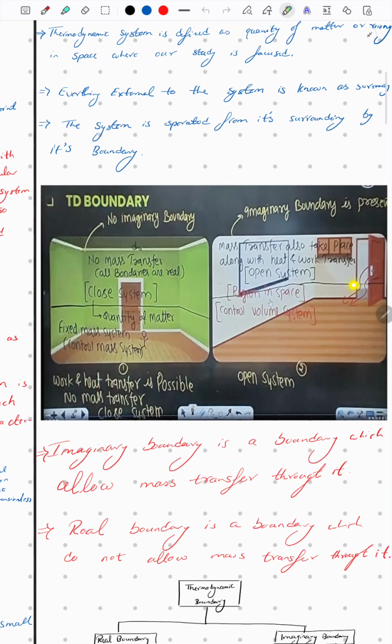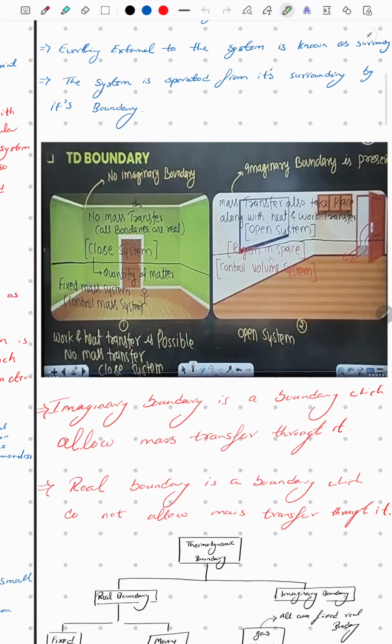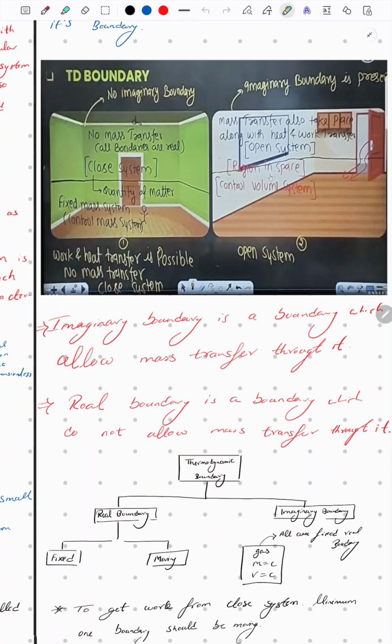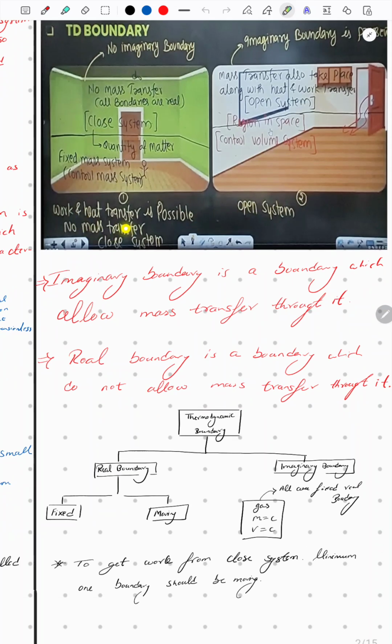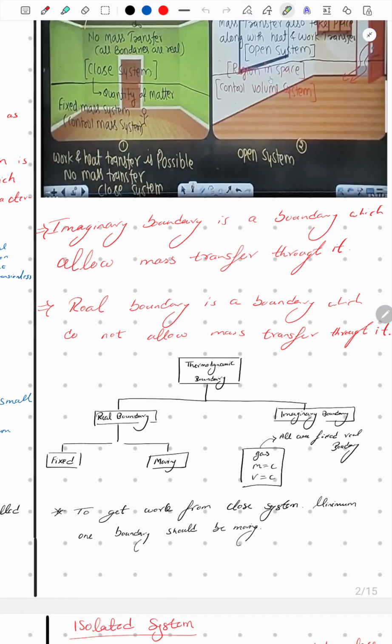So you have to imagine it. You have to imagine a boundary over here, which is known as an imaginary boundary. But you can see the mass transfer is possible. Region in space, control volume. Mass transfer also takes place, along with heat and work transfer. In a closed system, work and heat transfer are possible, but no mass transfer. In an open system, everything is possible. Only mass transfer is not possible in a closed system.